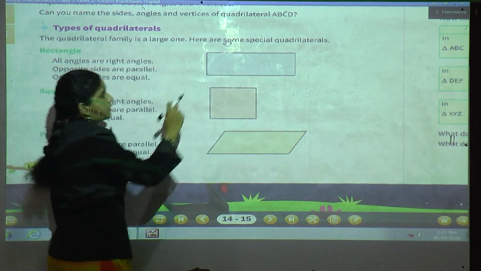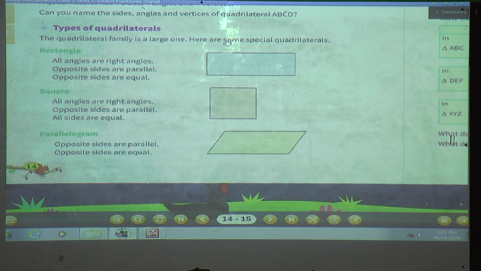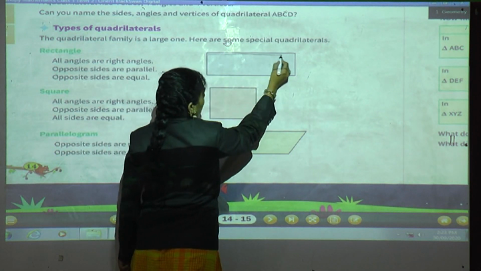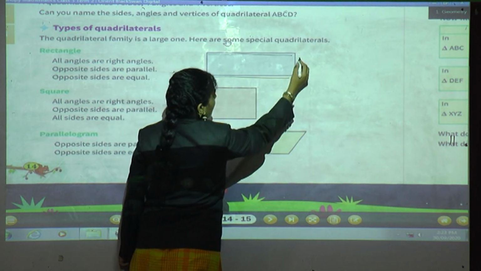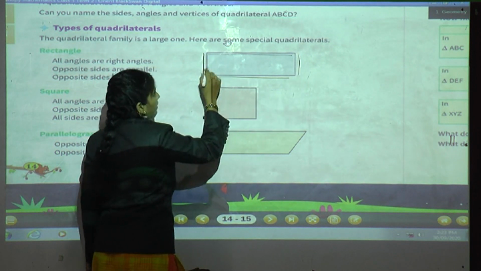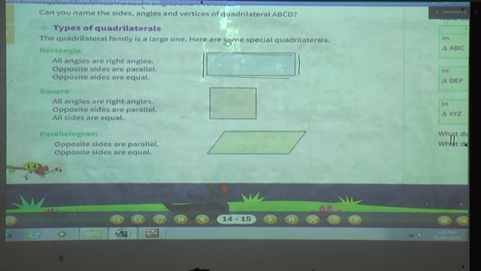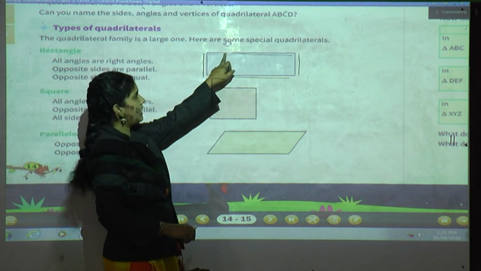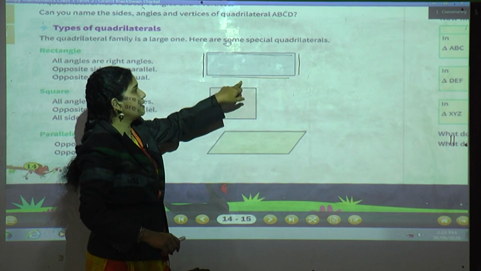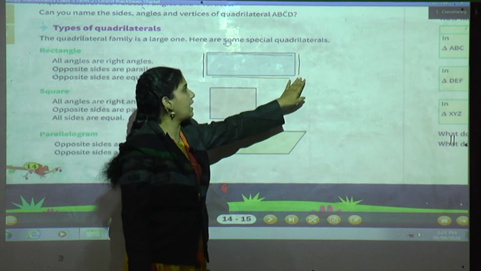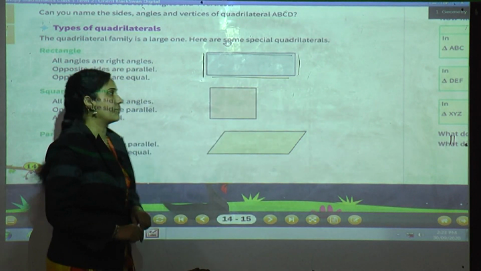Even opposite sides are parallel. These are the opposite sides. This is one pair and this one is the second. They are parallel because they are not intersecting each other, and opposite sides are equal also. They are parallel and equal in length. Here also it is parallel and their length is the same.